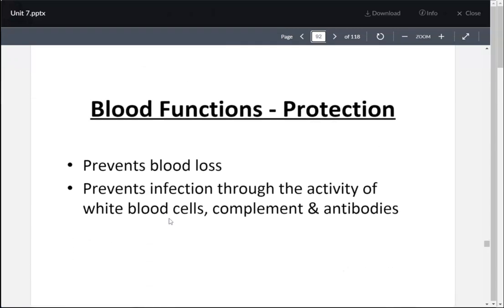All right. Blood is also going to help prevent blood loss. We'll talk briefly about that. And then preventing infection and disease. We have a whole slew of white blood cells, complement proteins, and antibodies that are found in the blood, and they all work to protect the body.